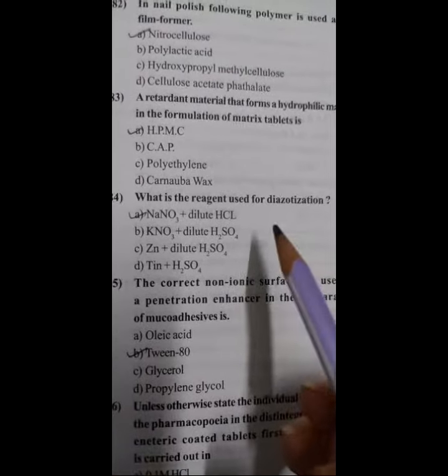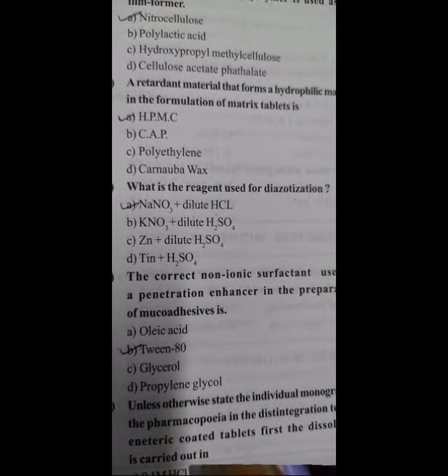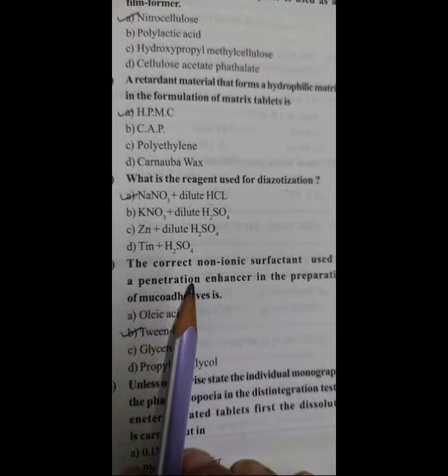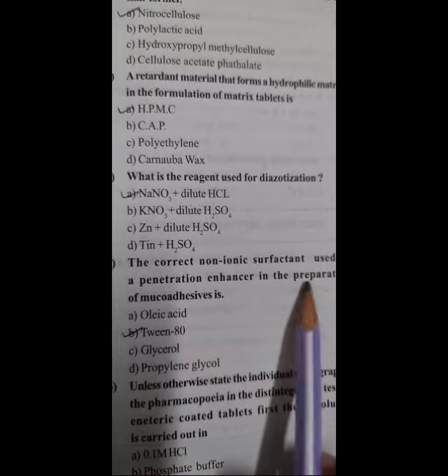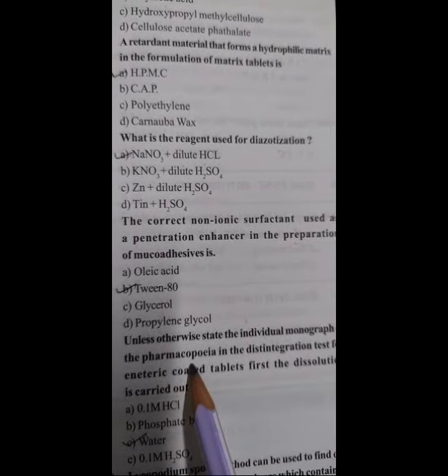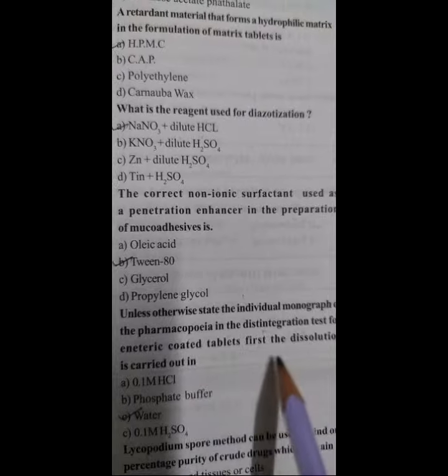What is the reagent used for diazotization? NaNO2 plus dilute HCl. The non-ionic surfactant used as a penetration enhancer in the preparation of mucoadhesive is Tween 80. Unless otherwise stated in the individual monograph of the pharmacopoeia, in the disintegration test for enteric coated tablets, first the test is carried out in water.